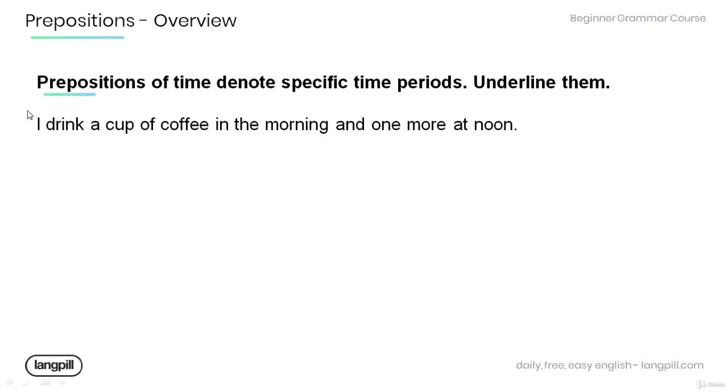Also remember that prepositions of time denote specific time periods. Read the following sentence and underline them. I drank a cup of coffee in the morning and one more at noon. In. At.